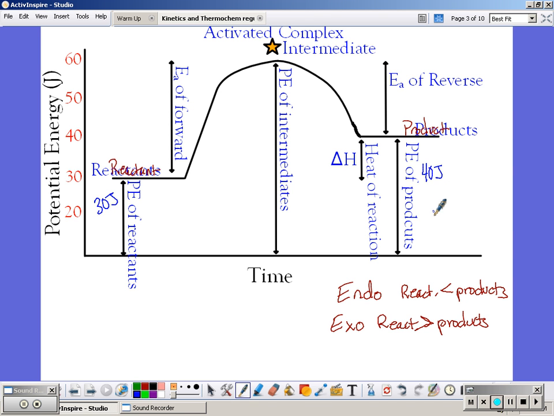Heat of reaction then, I would say 30 minus 40 or 40 minus 30, 10 joules. The potential energy of the intermediates would be 60 joules. So to go from reactants to intermediate, 60 minus 30, my activation energy would be 30 joules. For the reverse, I'm starting at 40. So 60 minus 40, the activation energy for the reverse would be 20 joules.